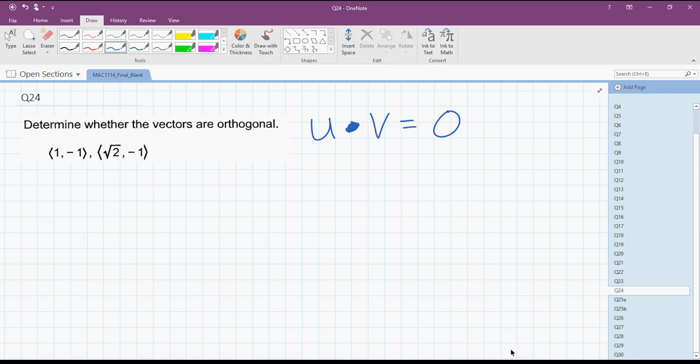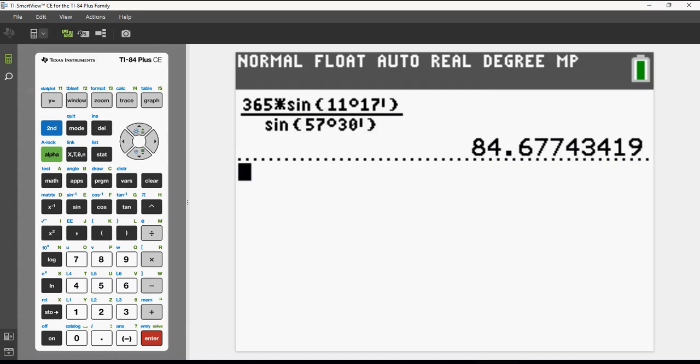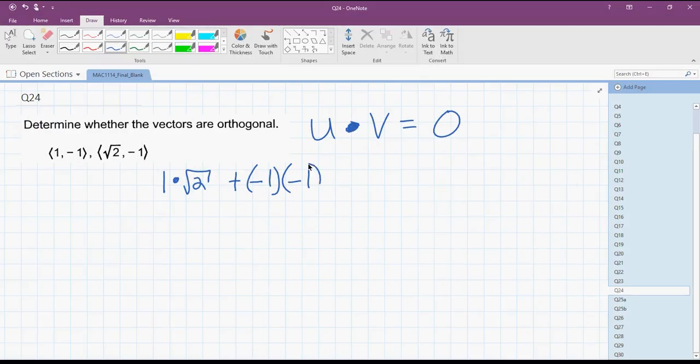What is the A value in the first? 1. Times, what is the A value in the second? Square root of 2. And remember, we're going to add that with the B value in the first, the negative 1. And we're going to multiply that by your D value in the second. Negative 1. So, what's 1 times the square root of 2?